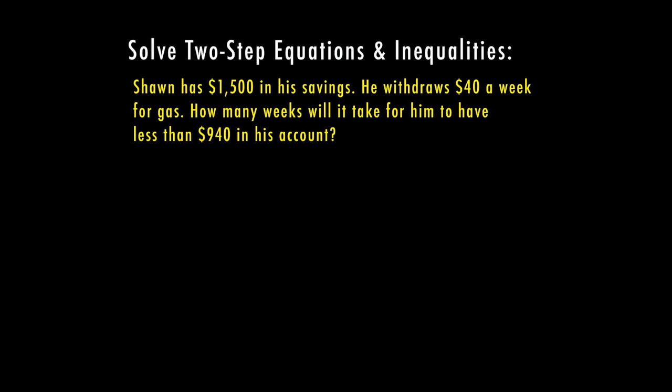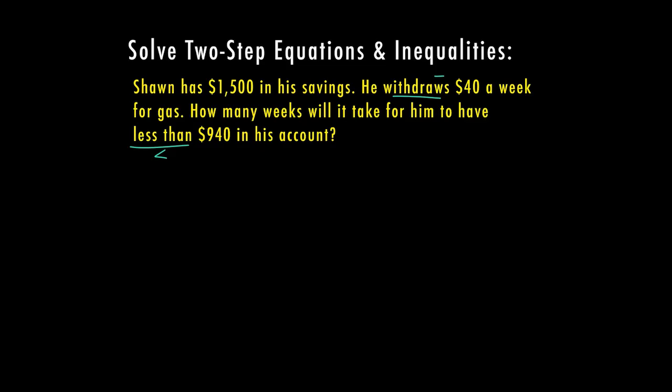So now we have Sean, and Sean has $1,500 in his savings. He's going to withdraw, which means he's going to take out $40 a week for gas. How many weeks will it take for him to have less than $940 in his account? So here's my inequality words. This means that we don't want to know when he has $940 in his account. We want to know when he has less than.